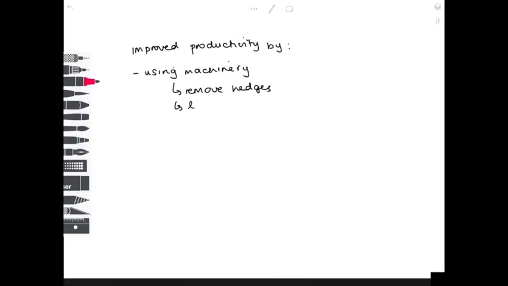So we've improved productivity by using machinery. So in the olden days when they used to use oxen plough, increasingly modern technology sees us using machinery, and what that can actually do is help remove hedges. And if you remove hedges, then you have larger fields and therefore more space to grow crops and animals.